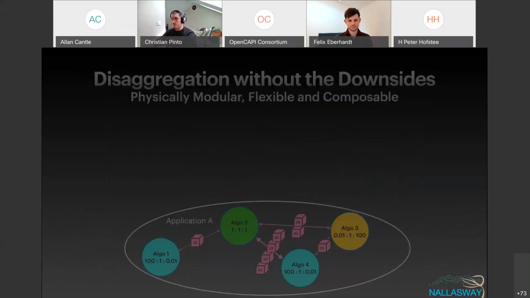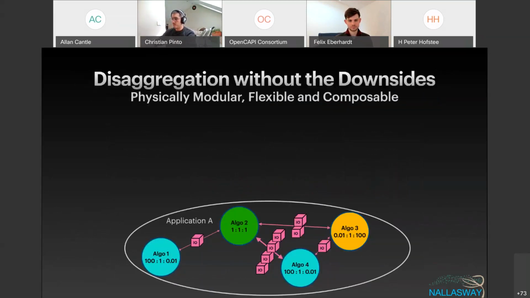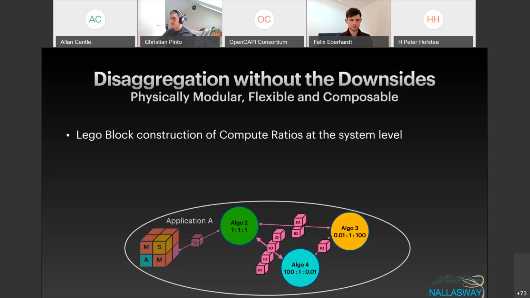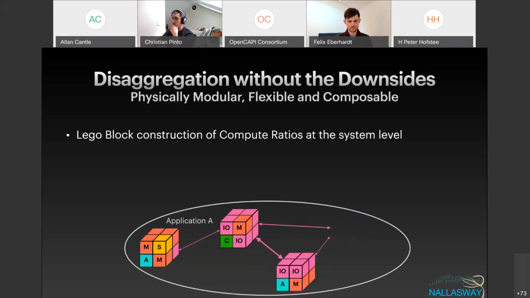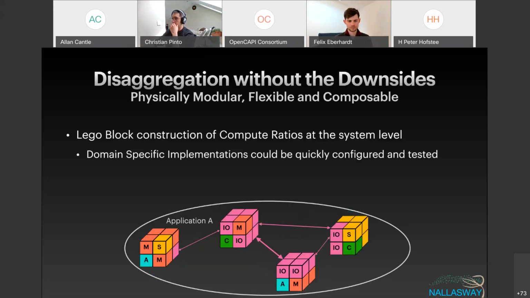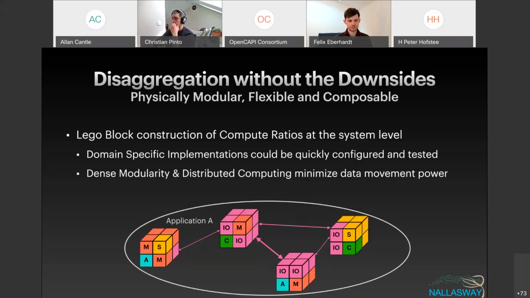So, the question is, can we disaggregate without the downsides of the rack-scale example that I gave you? Really, we need to be able to physically have this modular, flexible, and composable architecture. Taking my simplistic application A example, could we actually build a Lego block type construction of those compute ratios in a very dense and modular fashion and connect everything together like this in an idealistic situation?